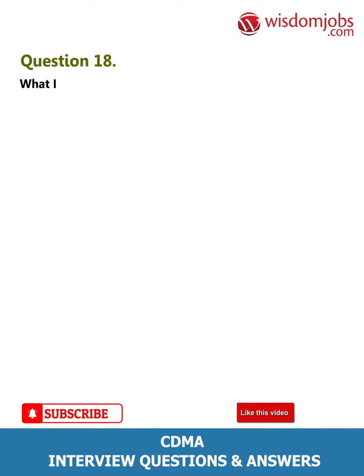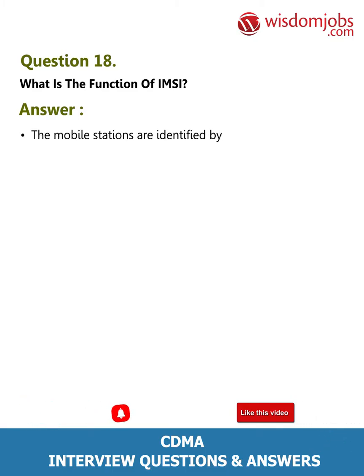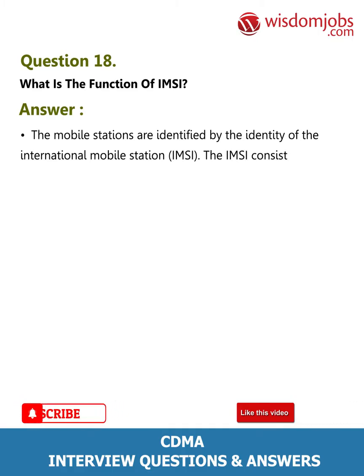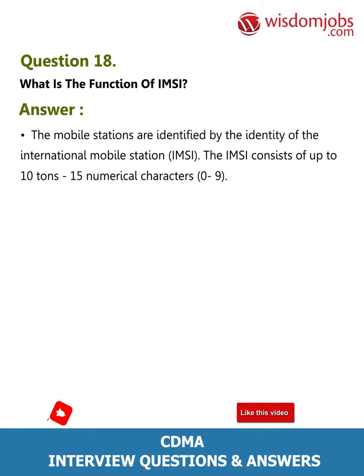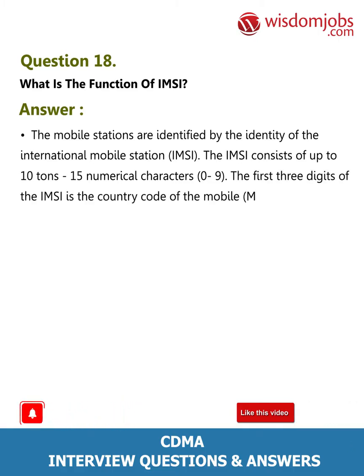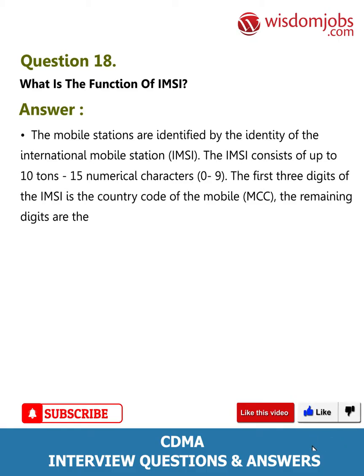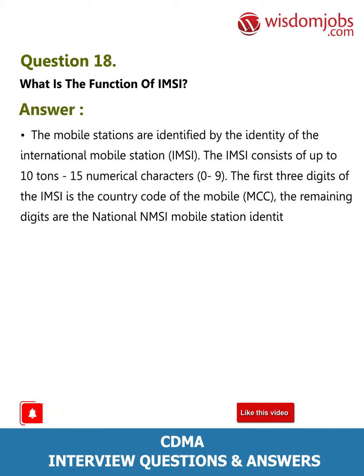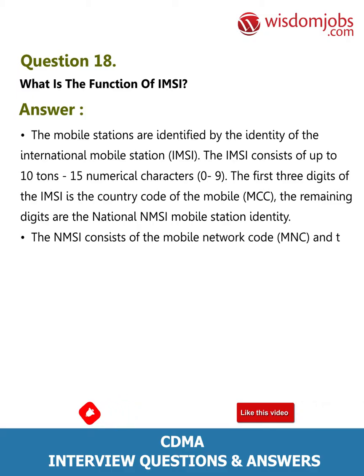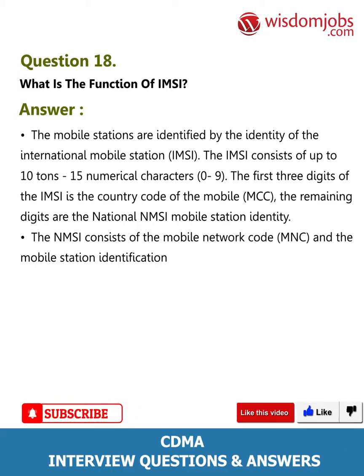Question 18. What is the function of IMSI? Answer: the mobile stations are identified by the International Mobile Station Identity (IMSI). The IMSI consists of up to 15 numerical characters, 0 to 9. The first 3 digits of the IMSI are the mobile country code (MCC). The remaining digits are the national mobile station identity (NMSI). The NMSI consists of the mobile network code (MNC) and the mobile station identification number (MSIN).